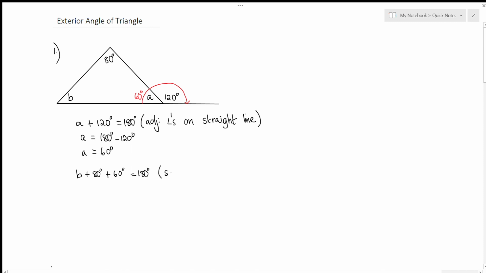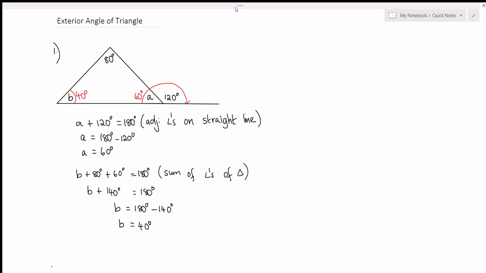And my reason here would be sum of angles of a triangle. 80 plus 60 is 140. So B plus 140 degrees is equal to 180 degrees, and B is equal to 180 degrees subtract 140 degrees. So B is equal to 40 degrees. Now, I'm going to fill this in. This is 40 degrees.